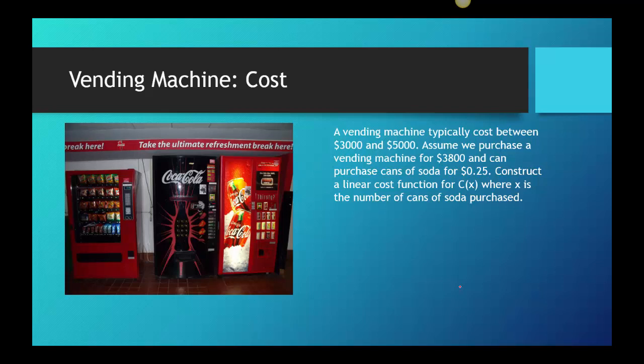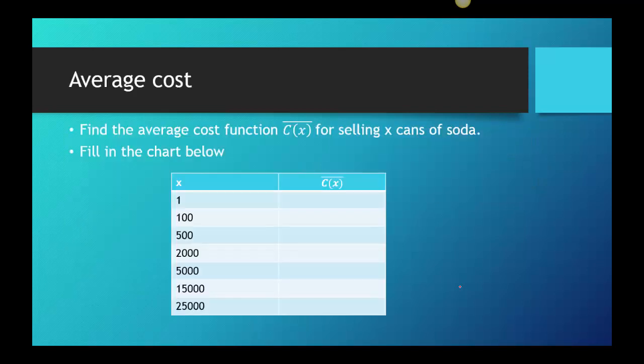And then I thought, well, let's look up cans, how much we could buy them close to wholesale, 25 cents. So I want to construct a linear cost function where if we're this vendor and we bought this machine and we're selling sodas, how much are we paying? How much is our cost? So our cost is 0.25x plus 3,800, where x is the number of cans of soda that we're purchasing to put in the machine.